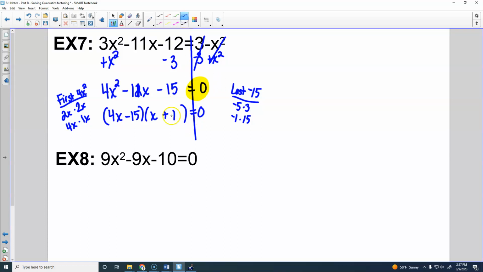Alright, this works because we're getting negative 15x and positive 4x, which gives you negative 11x. So what we've got is 4x minus 15 times x plus 1 equals 0. You have to be careful not to give that as your answer. That's not your answer. When you're asked to solve, you should be getting answers like x equals 2 or x equals 1/3 or something like that.